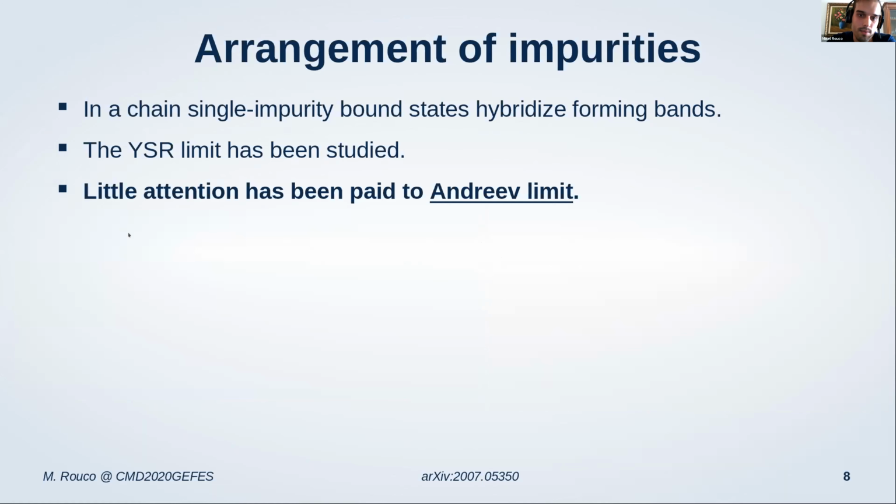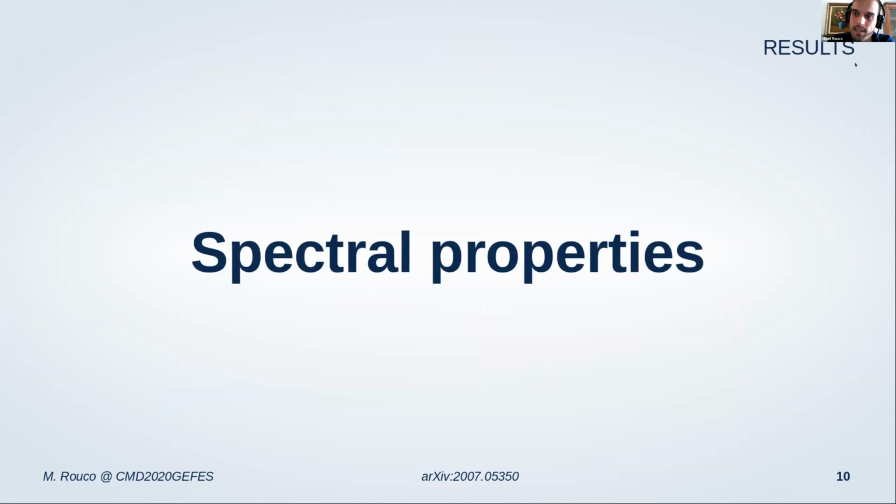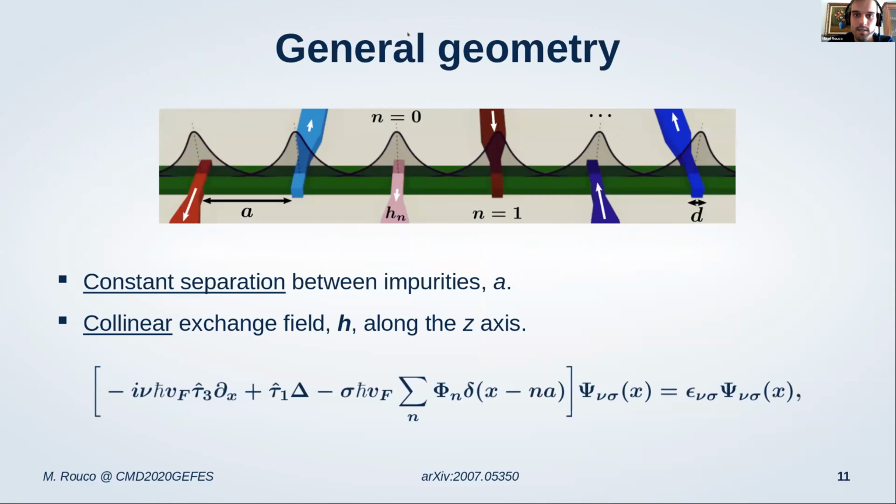However, little attention has been paid to the Andreev limit. So the motivation of our work was just to study the spectral properties of chains formed by these semi-classical impurities. And as each one of these impurities exhibits Andreev bound states, we call them Andreev crystals. So now I start explaining the main results of our work, in particular the spectral properties of such systems.